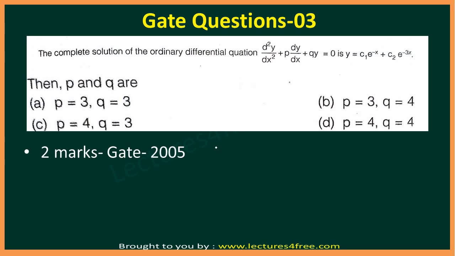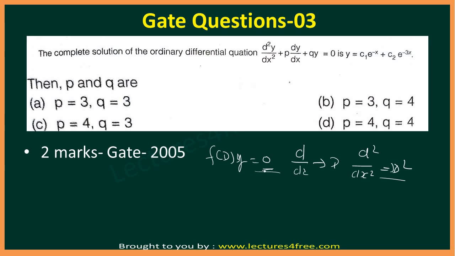As you observe this question, if you convert it by putting d by dx equal to D, d square by dx square is equal to D square. So we can observe in this equation that the right side is 0, so you only need to calculate the complementary function to get the complete solution. So y equal to the complementary function.